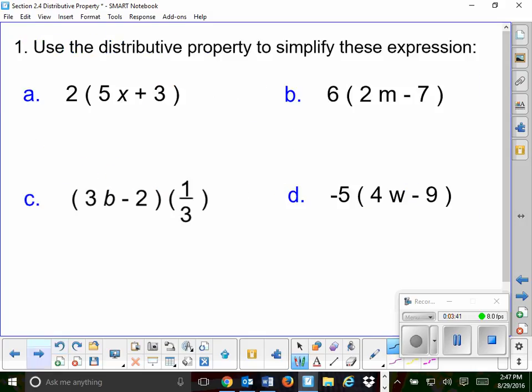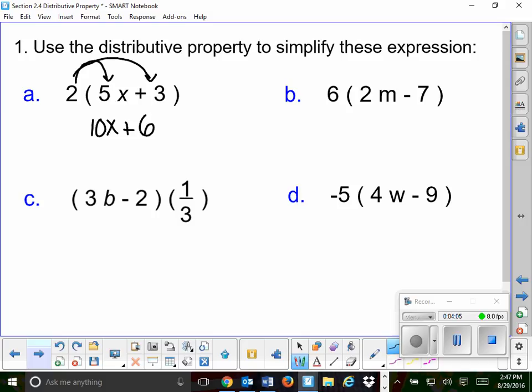So here's what we have. We have 4 problems. I'll do the first one for you and ask you to pause it, and then you can try the other 3 on your own. So here, distributive property. 2 times 5x and 2 times 3. 2 times 5x is 10x, plus 2 times 3 is 6. Please go ahead and pause this and try the others and see what you get.